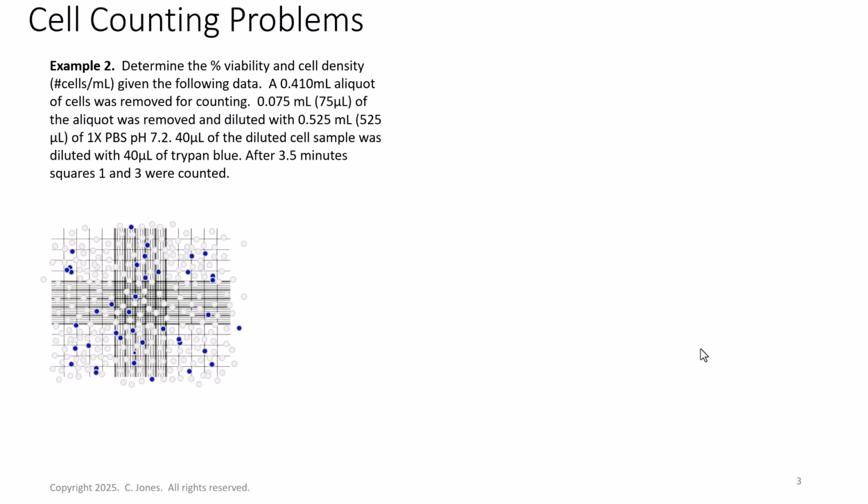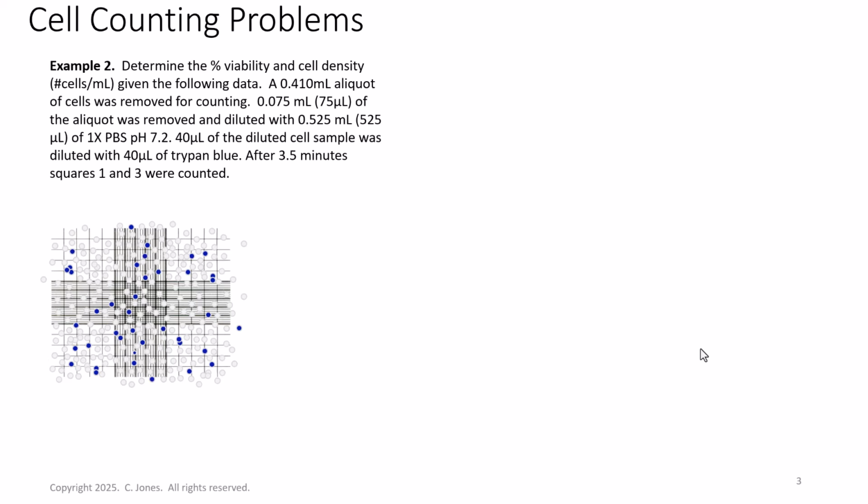Determine the percent viability and the cell density given the following data. A 0.410 mL aliquot of cells was removed for counting. And I just put this weird number in to emphasize the fact that we just need to remove enough of a sample in order to begin our counting process. So it could be 0.2, could be 0.3, it could be 0.33. It doesn't matter the size of the aliquot that we remove for the most part, as long as we don't deplete the entire culture. We just need enough to begin our counting process.